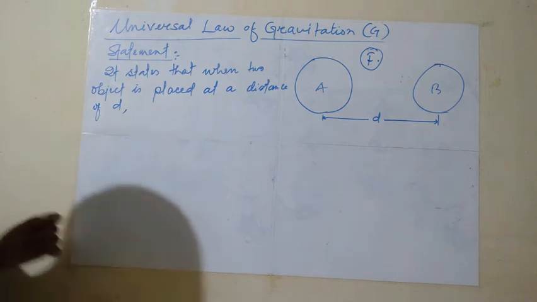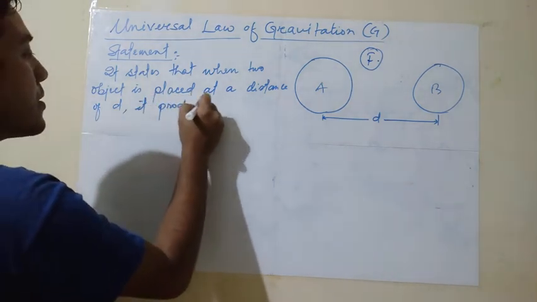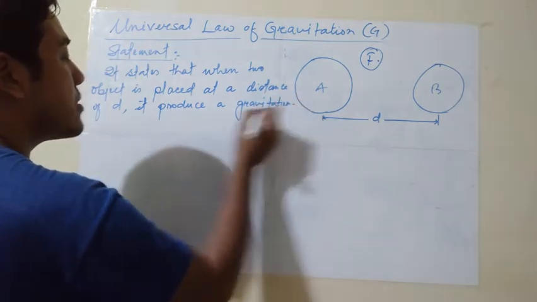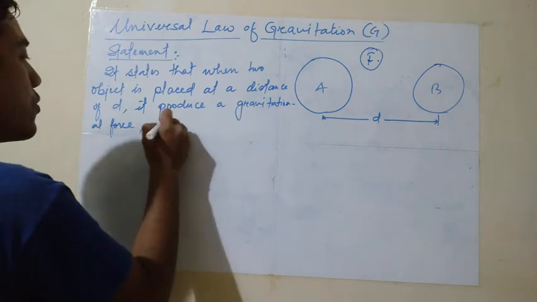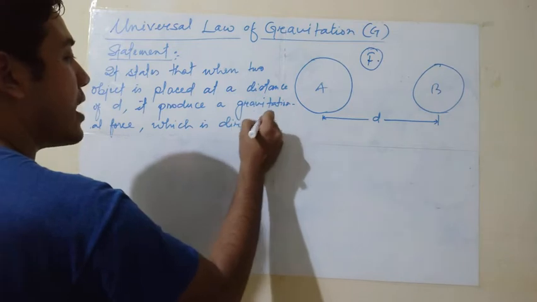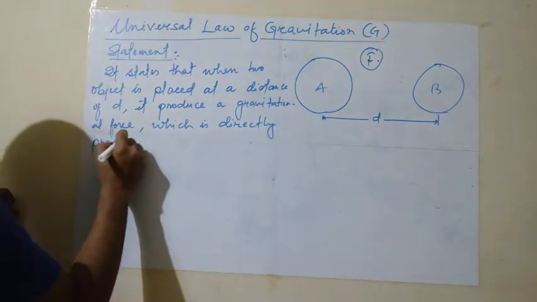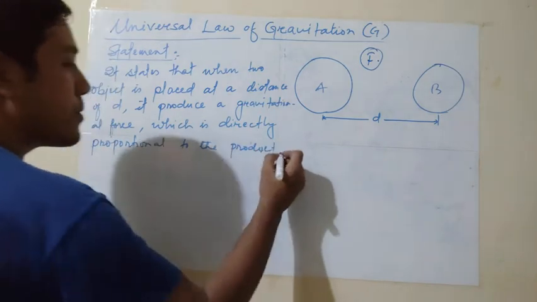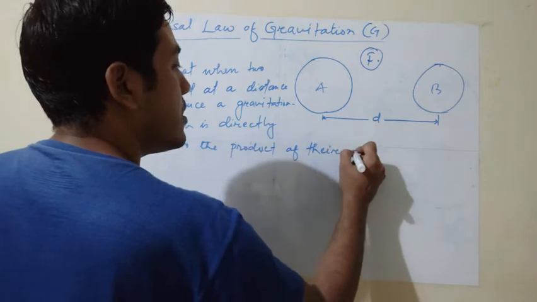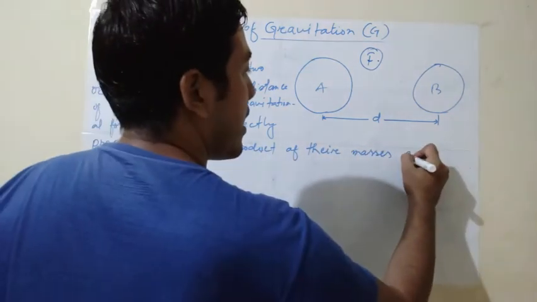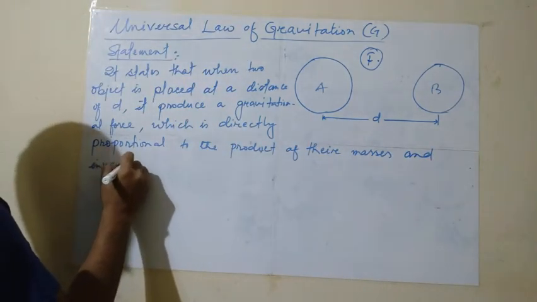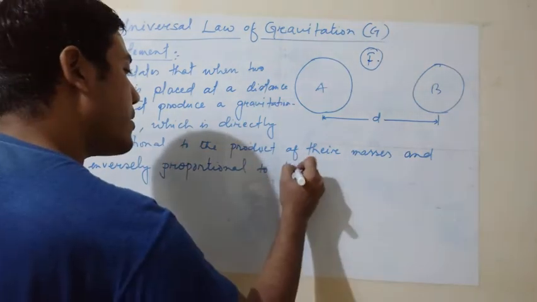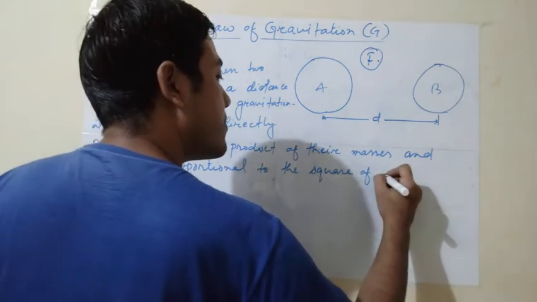At a distance of d, it produces a gravitational force, which is directly proportional to the product of their masses and inversely proportional to the square of its distance.